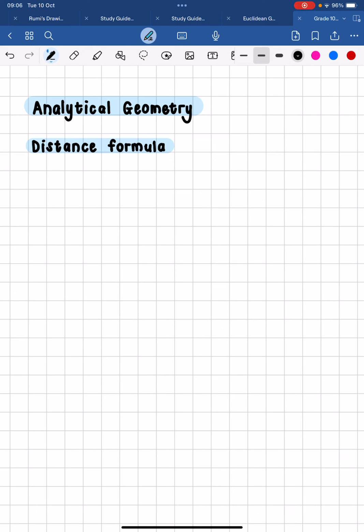So first we're going to talk about the distance formula. I'm just going to unfreeze there. Sorry about that beam of light there.